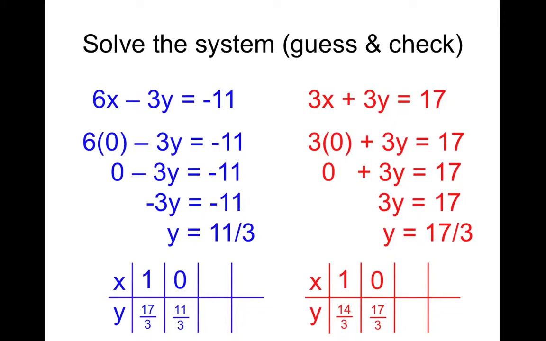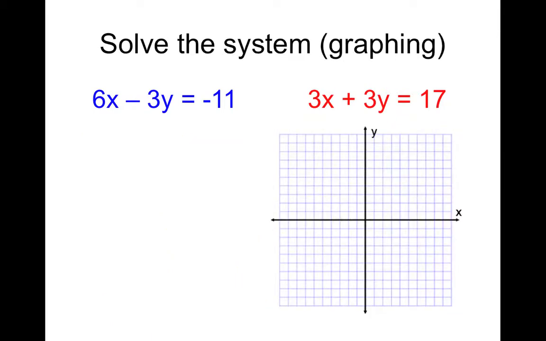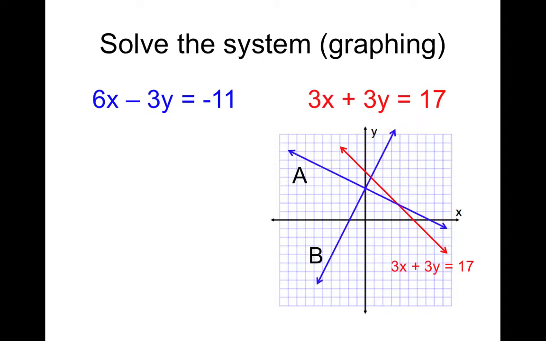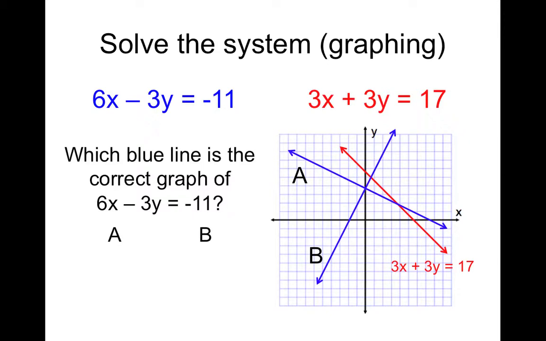We could represent all the x's and y's that make each equation true by using a graph. So this red line represents all the xy pairs that make the red equation true. If we graphed all the xy pairs that made the blue equation true, which line is the correct graph? Can you use your line graphing skills to figure that out? The correct graph would be choice B.